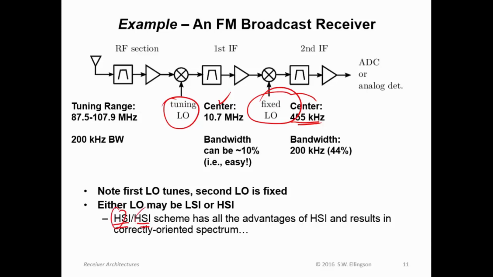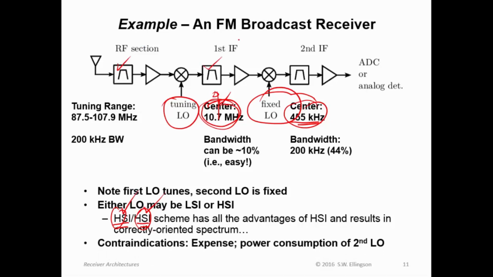the advantages of high side injection, which I've talked about in a previous lecture, and the spectrum comes out facing the right direction, because this gives you a spectral reversal and this gives you a spectral reversal, so the output signal is correctly oriented. And then if I really had a big issue with half IF problems, I could increase this frequency, leave this the same or increase it, and thereby adjust the requirements that I have for these preselection filters and for this filter.